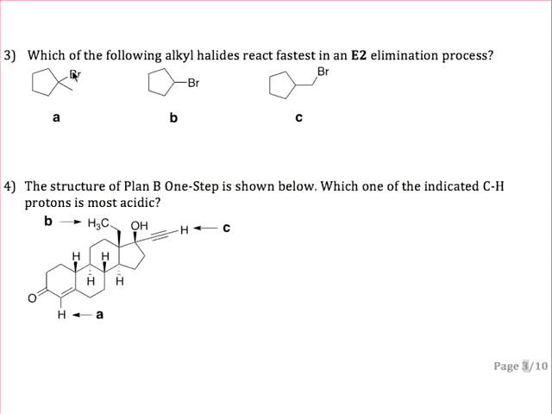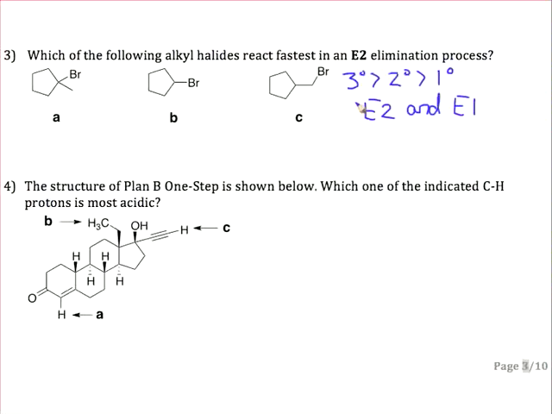Okay, question 3 asks us about which of the alkyl halides react fastest in E2 elimination. Okay, so E2 is different than SN2, and with E2, tertiary alkyl halides react fastest, followed by secondary, followed by primary, which reacts slowest. And this trend is the same for E2 and E1.